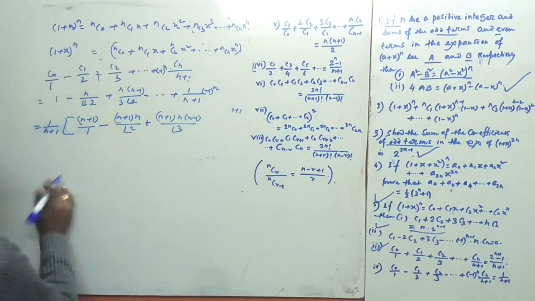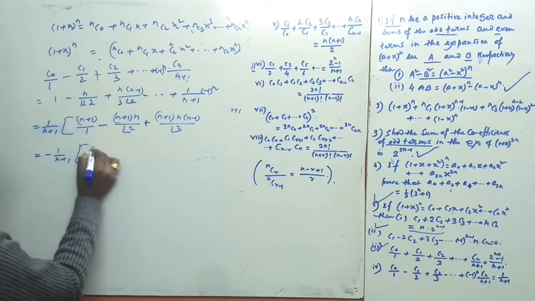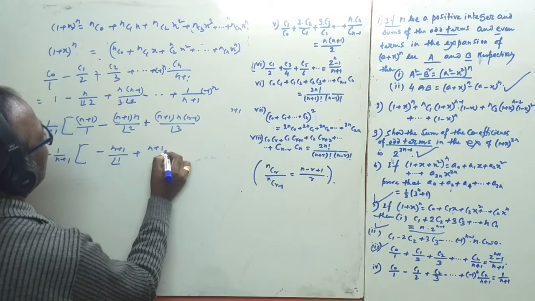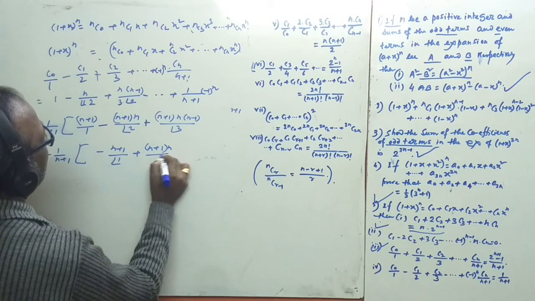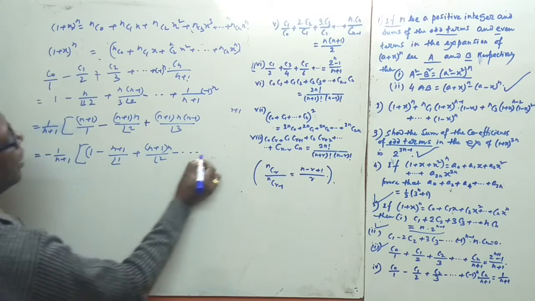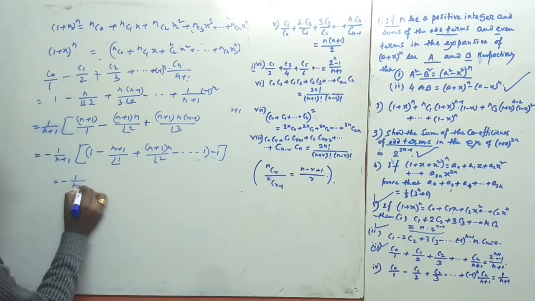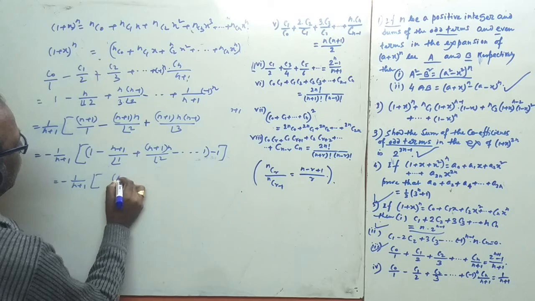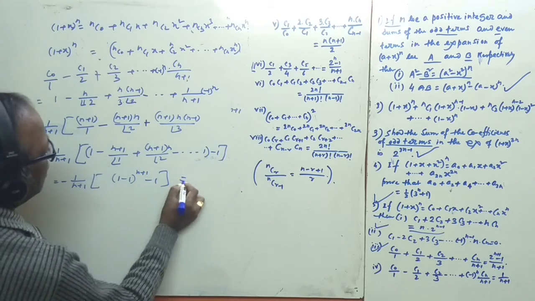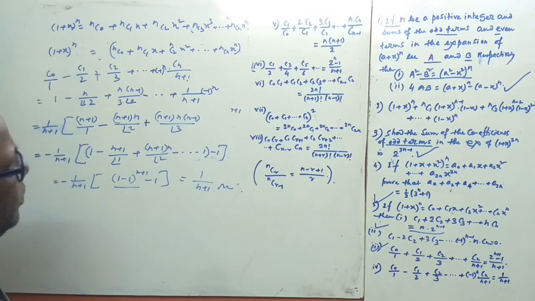Then see the solution. Take into account minus 1 by n plus 1. This is adding 1 and doing minus 1 here. So minus 1 by n plus 1, and this is 1 minus 1 whole to the power n plus 1 here, and minus plus, and this is 0, 1 by n plus 1 here.